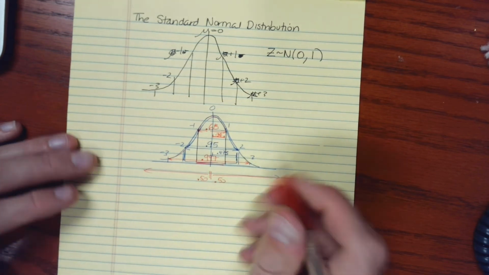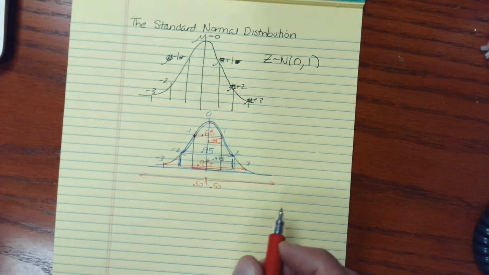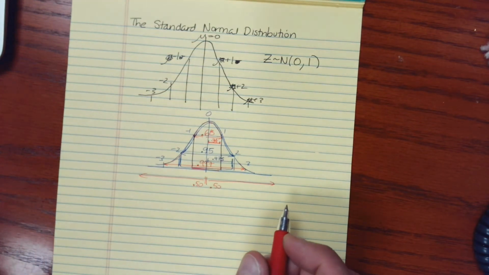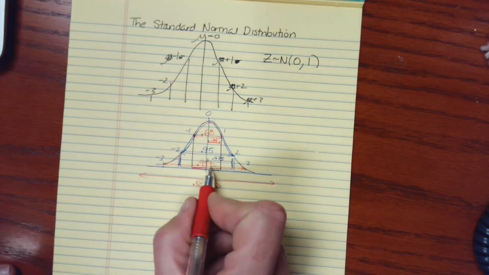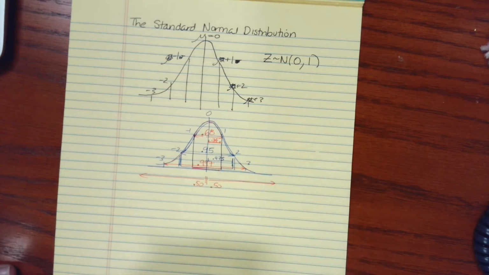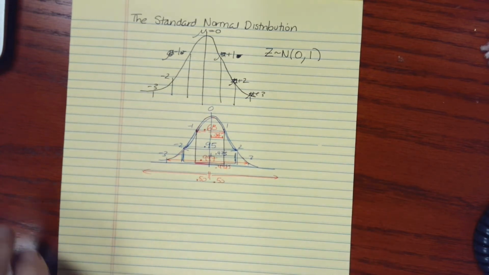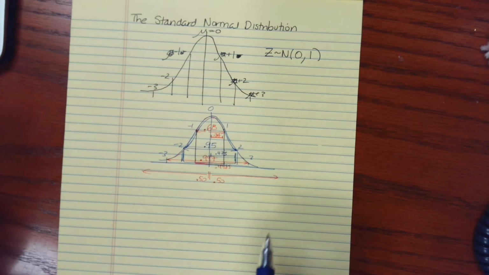And you could split that in two as well and just look at this half, which would be 0.4985. So I'll just write that here, 0.4985. Okay. And you could keep going finding other percentages here.